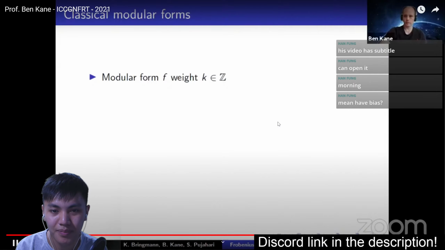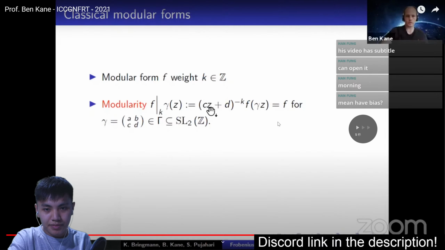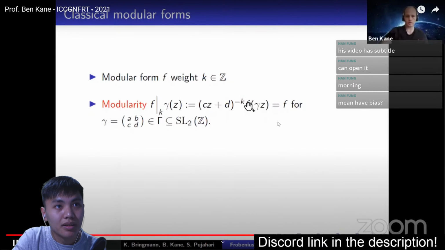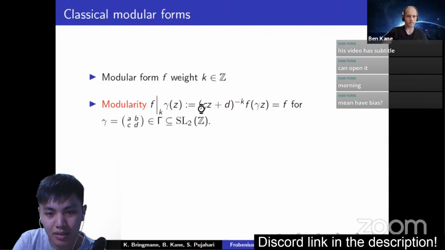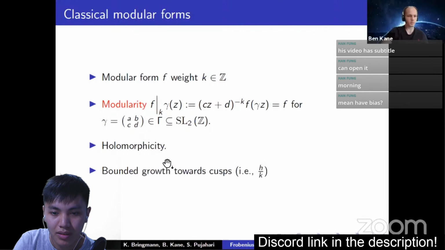Some of you are familiar with them. Some of them may not be. That cz plus d to the minus k times f of gamma z is f, for some subgroup of SL2z, it's holomorphic on the upper half plane, and it's bounded towards the cusp.